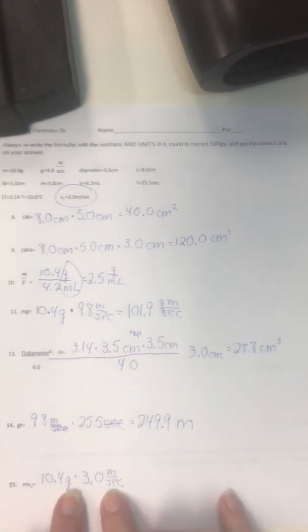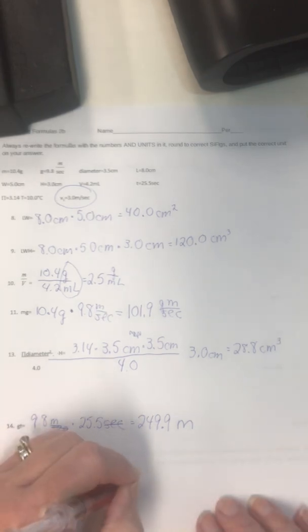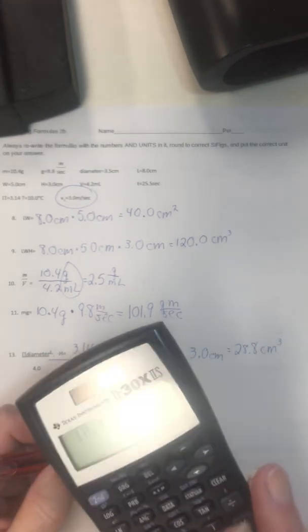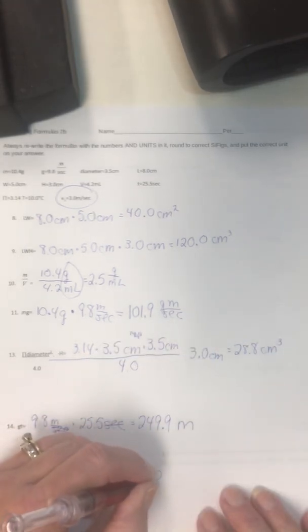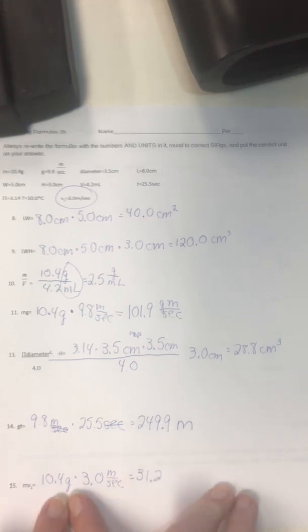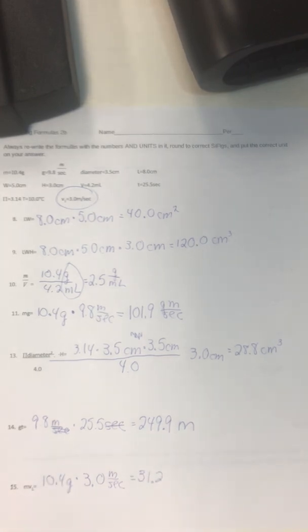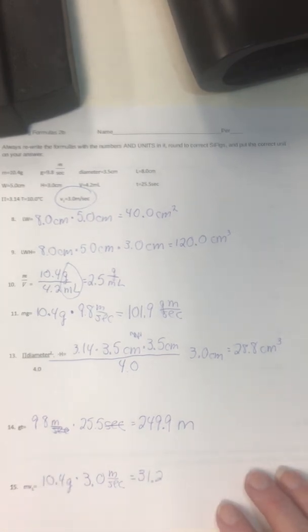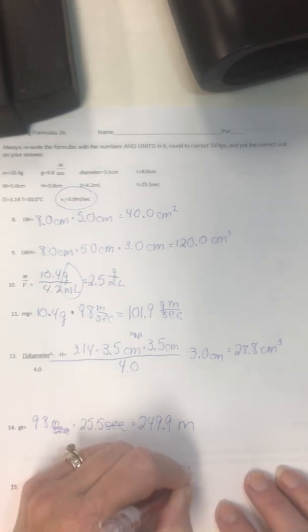I have 2 measurements in my problem. Both of them have 1 decimal place. So my answer needs 1 decimal place. So what's on my calculator is good the way it is, 31.2. Grams on top. Remember, if it's not a fraction, we pretend like it's on top. So grams on top, meters on top, seconds on bottom. None of them are alike, so I can't possibly cancel them out. So I get grams on top, meters on top, seconds on bottom.